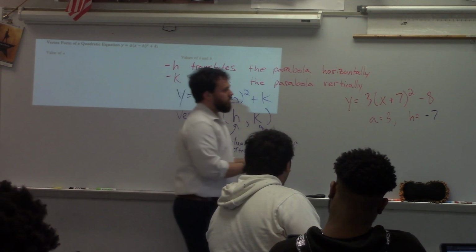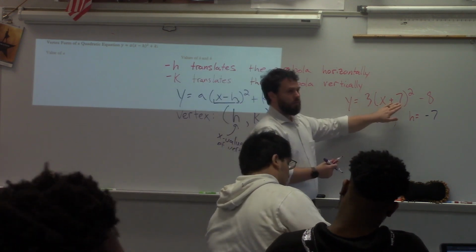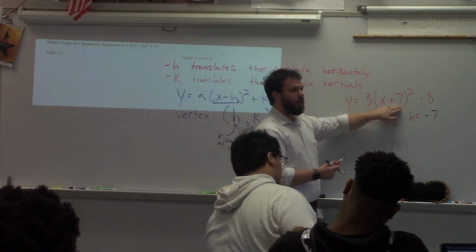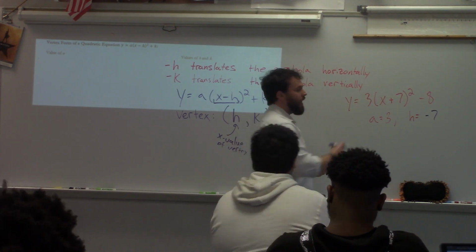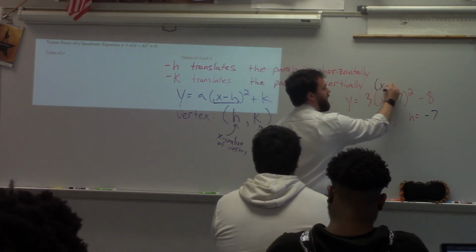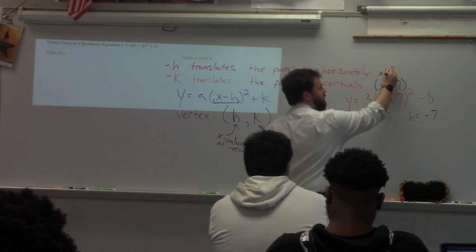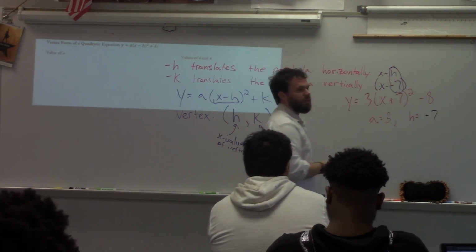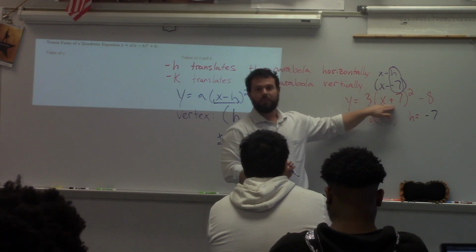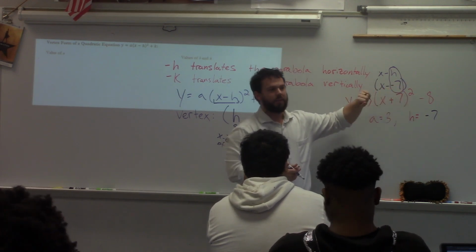Then why did you get x plus 7? Well, this is x plus 7. How do we get that plus 7? Because it was x minus a negative 7. You see how it's x minus h? So h is that negative 7. So we get x plus 7 because we subtracted a negative 7.